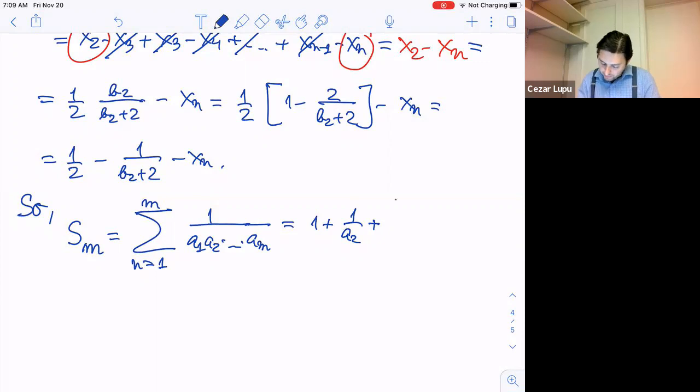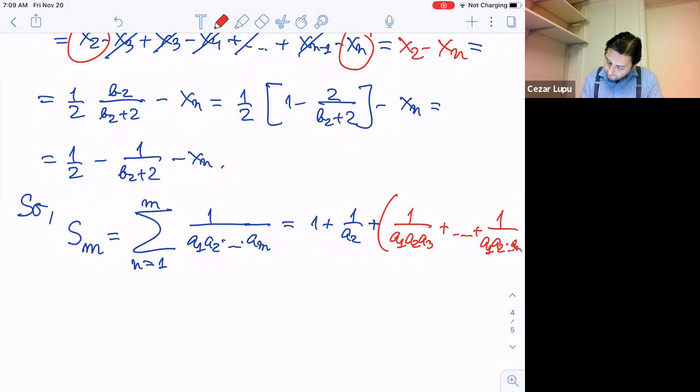look here, I'm going to be very careful. I'm going to write it in this way. So I'll have here 1 over a1, a2, a3, plus all the way to a1, a2, an. Okay, so I have this here. And this would give us 1 plus 1 over a2.